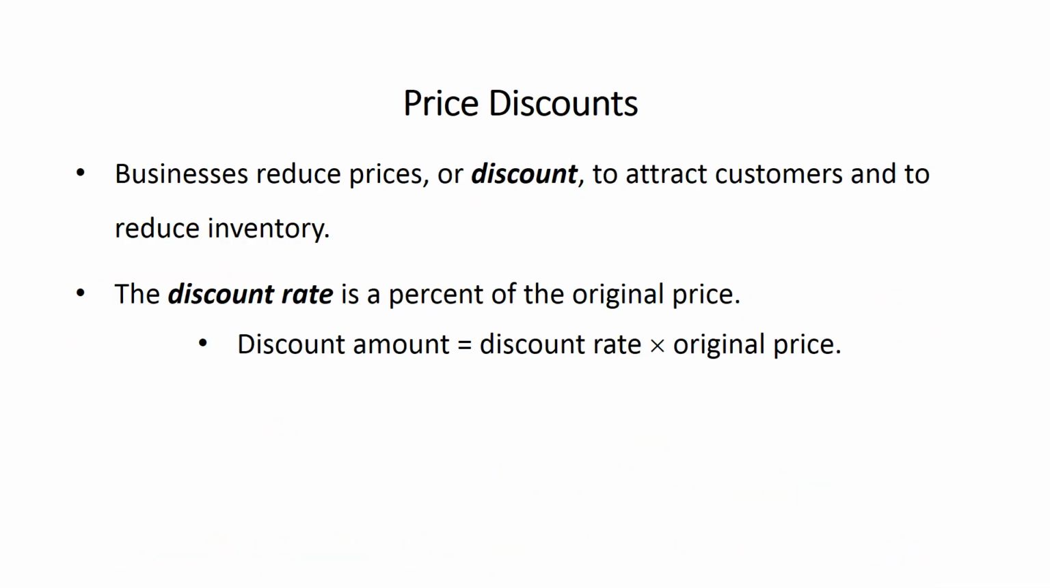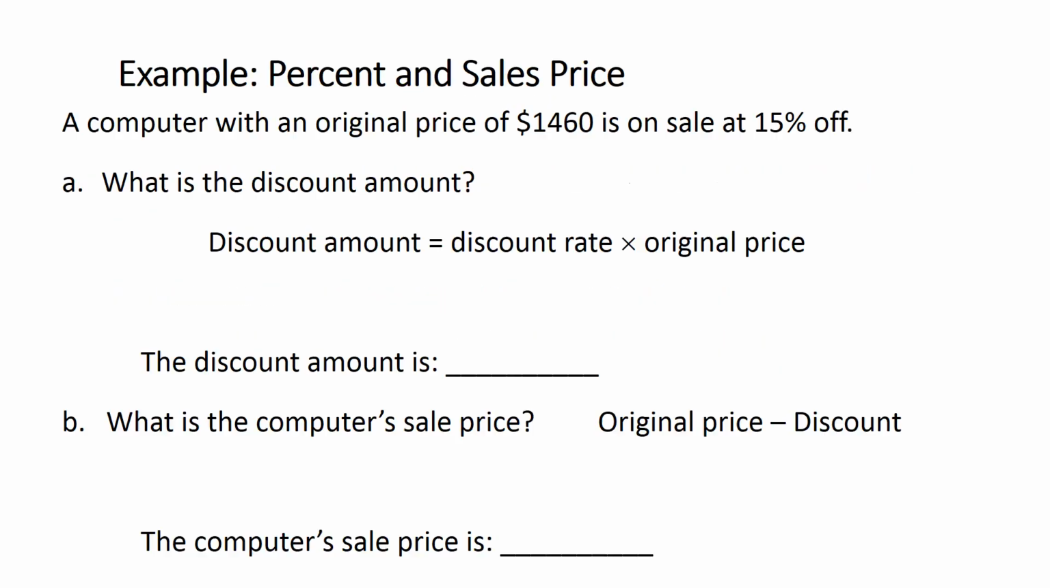Price discounts. Businesses reduce prices or discount to attract customers and to reduce inventory. The discount rate is a percent of the original price. So for the discount amount, you take the discount rate times the original price. A computer with the original price of $1,460 is on sale at 15% off. What is the discount amount?